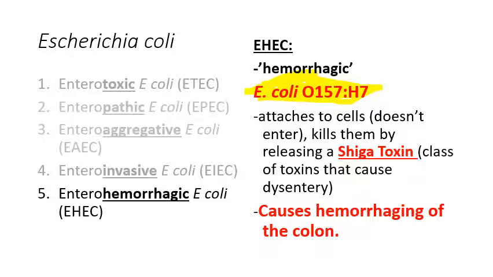enterohemorrhagic E. coli. It gets in, it attaches to the cells, but it doesn't enter, but it kills them by producing a very toxic compound called a Shiga toxin. Whenever you have a bacteria that produces a Shiga toxin, you need to memorize that as well. Shiga toxins generally cause diarrhea or dysentery. And so this causes hemorrhaging of the colon, so you have bloody diarrhea, very violent dysentery from enterohemorrhagic E. coli.